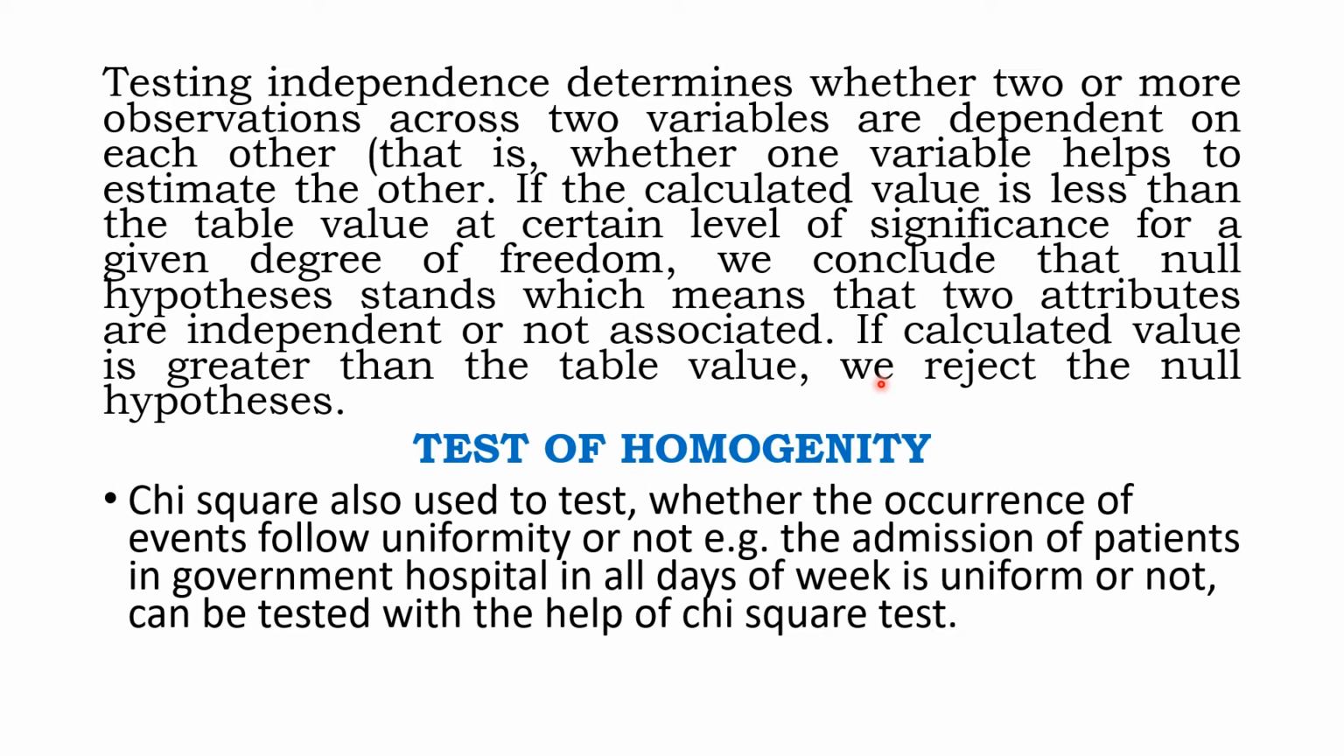As a test of homogeneity, chi-square is also used to test whether the occurrence of events follows uniformity or not. Sometimes it is also used to measure the uniformity of events. For example, if someone is interested in measuring whether the same number of patients come to government hospitals on all weekdays, it can be tested with the help of the chi-square test.